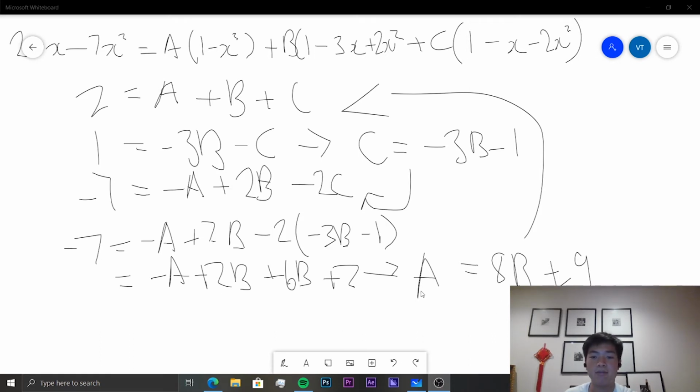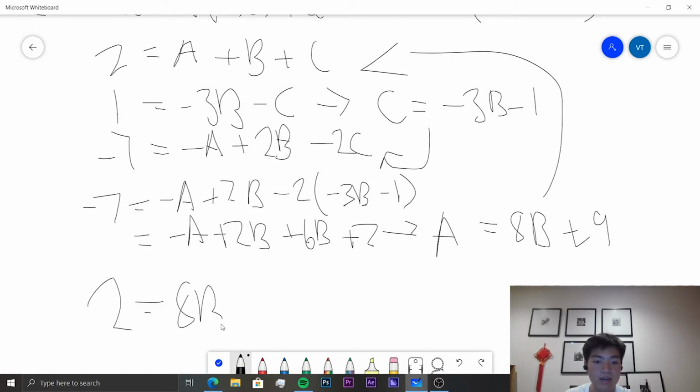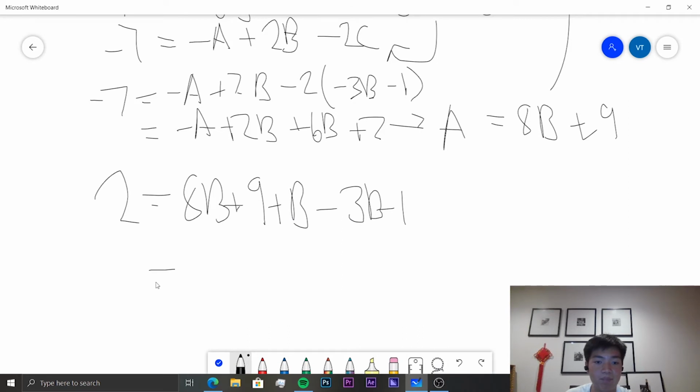Okay, anyways, we know that a is equal to 8b plus 9, so we can substitute it into the top one. So we know 2 is equal to 8b plus 9 plus b minus 3b minus 1. And with our luck, we should get something that adds up. 8b plus b minus 3b is 6b, and that's equal to 2 minus 9 plus 1. 2 minus 9, negative 7, plus 1, negative 6. So negative 6 is 6b, and b is equal to negative 1.